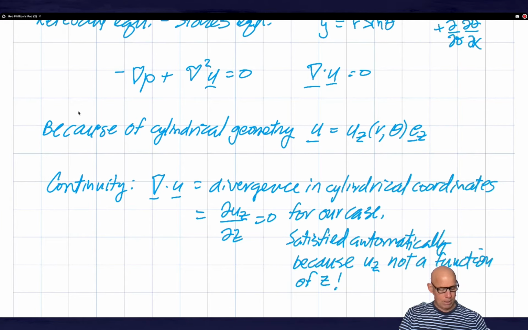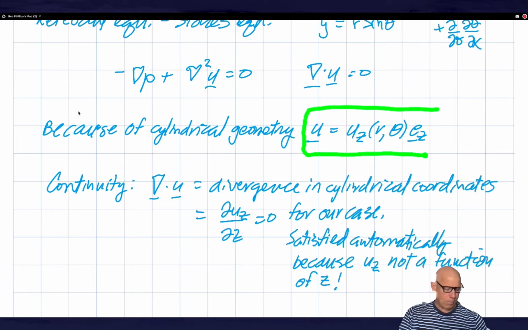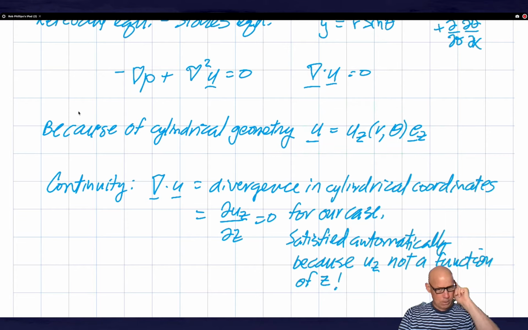Now, because of the cylindrical geometry, I'm going to assert that the velocity is strictly in the z direction. You see what I'm saying? In other words, the velocity field only has one component, which is in the z direction, and that one component depends only on r and theta. There's no z dependence. So the divergence in cylindrical coordinates just amounts to this, and that's satisfied automatically. So we've already satisfied continuity.